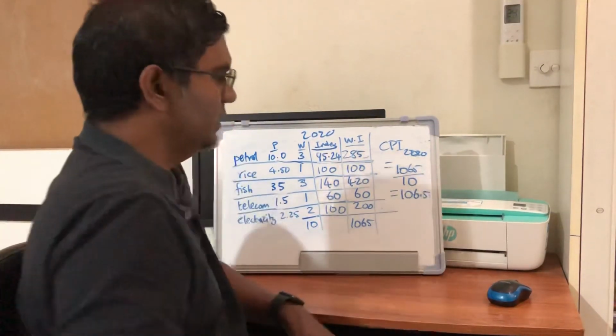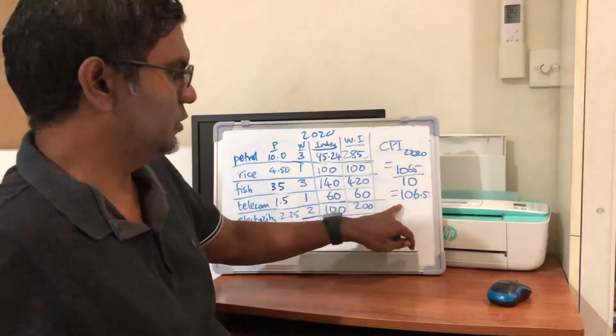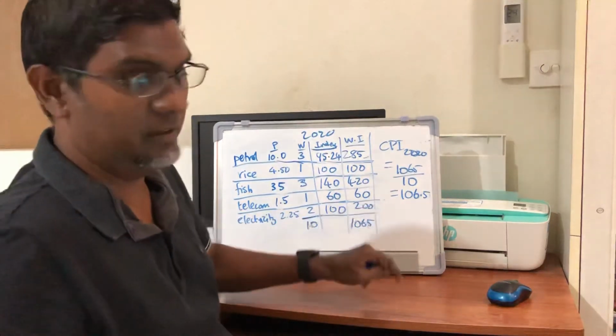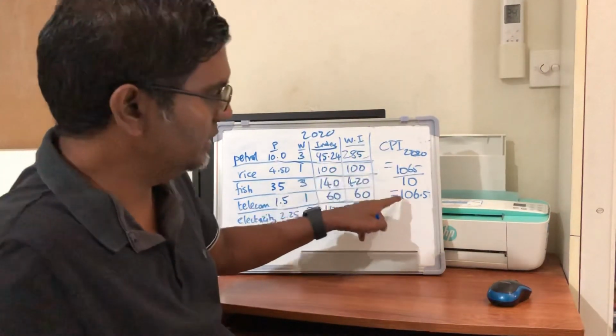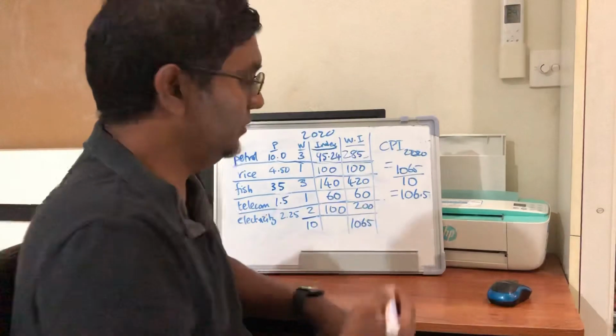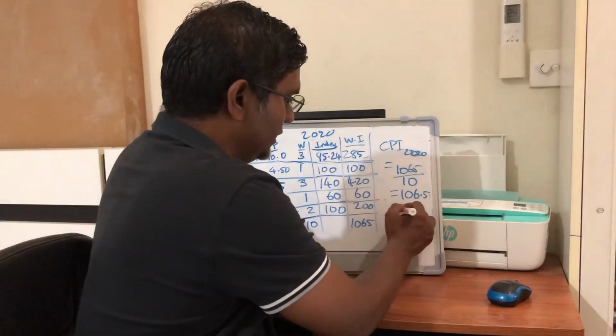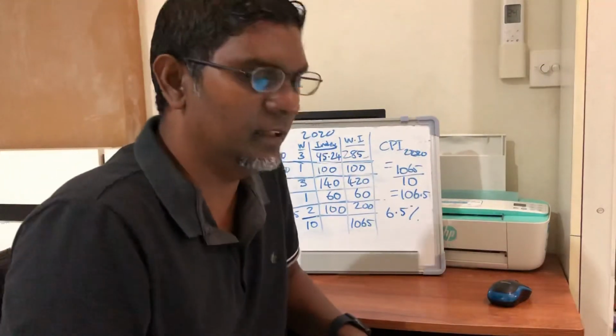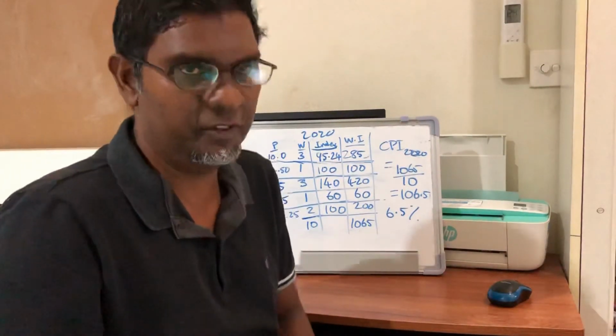106.5. So remember, in 2019 CPI was 100, and in 2020 CPI is 106.5. So we can say it's a 6.5% inflation. So that's how we calculate the inflation.